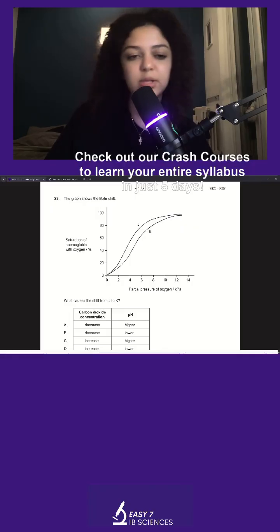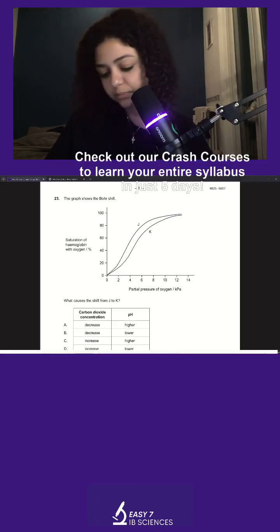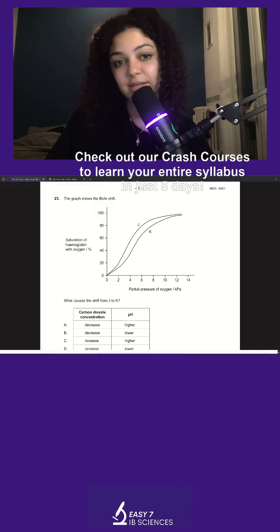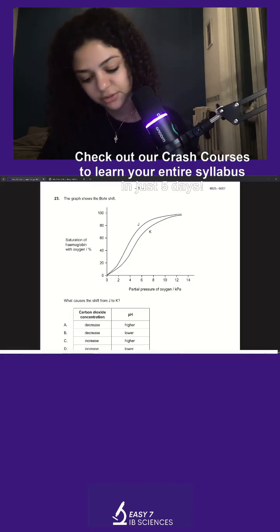So the Bohr shift is not something new. It's classic. It's common. This is what causes the shift from J to K. What do we notice? We notice that the saturation of hemoglobin with oxygen shifts as the partial pressure of oxygen shifts. And so what causes that shift? The saturation of hemoglobin to shift from J to K. Carbon dioxide concentration to increase or decrease? Nice. Most of you guys are saying D. Good job. D is the correct answer.